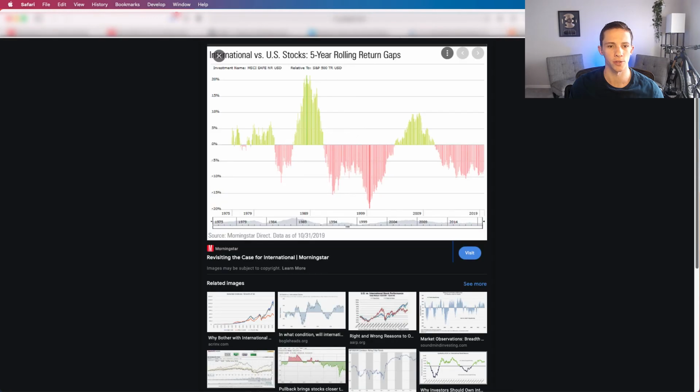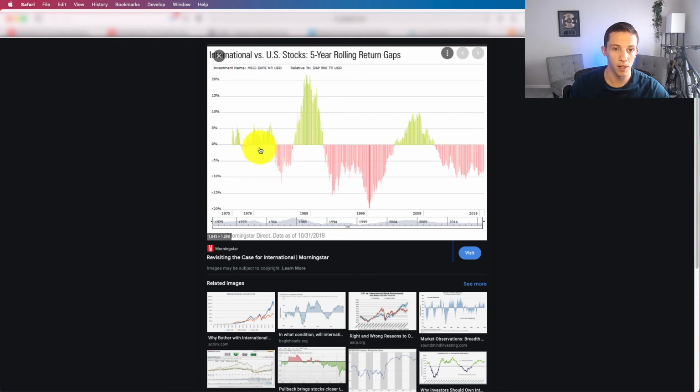And then finally, this one here from Morningstar shows international versus US stocks 5-year rolling return gaps. This one is a little confusing to explain and digest, but if it's up here on this side, it means that international stocks outperformed US stocks over a rolling 5-year period by a difference of this, whereas down here, it means that US outperformed international stocks by a difference of, well, from here to 0.